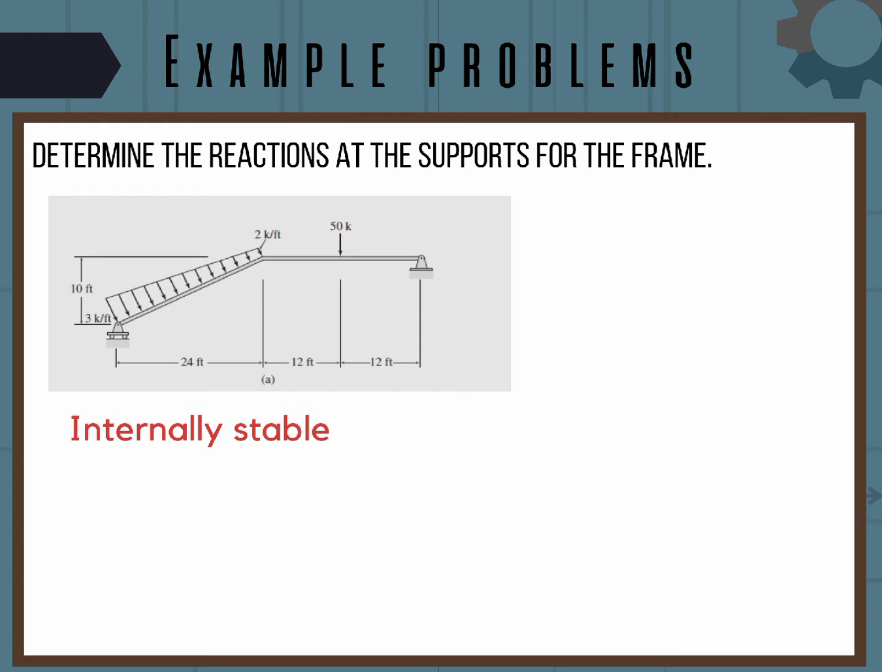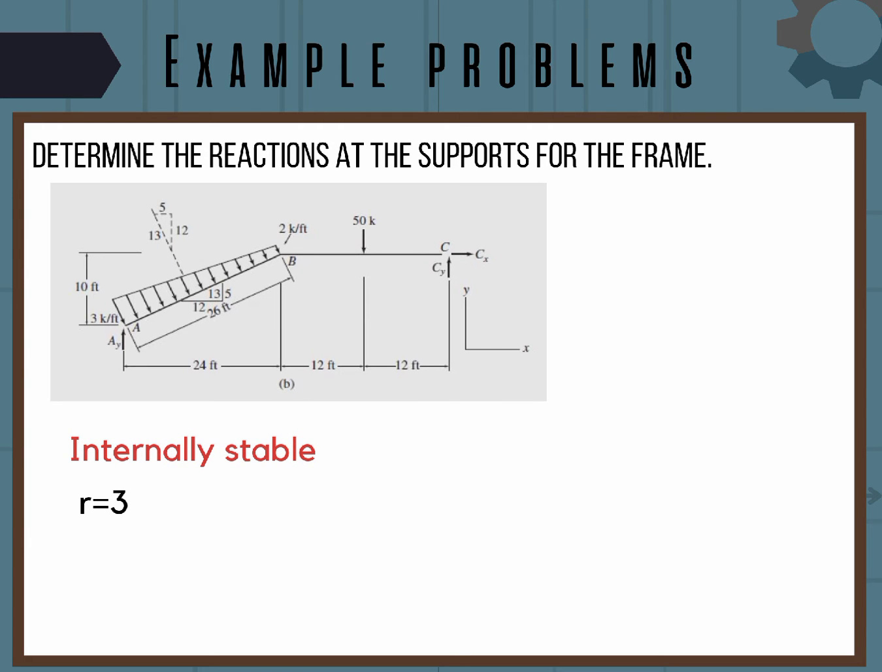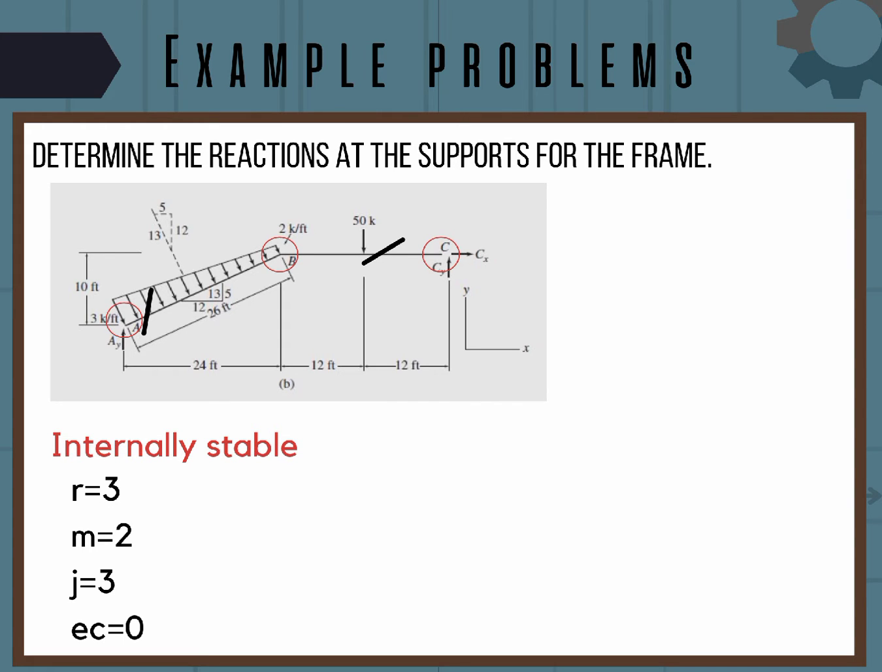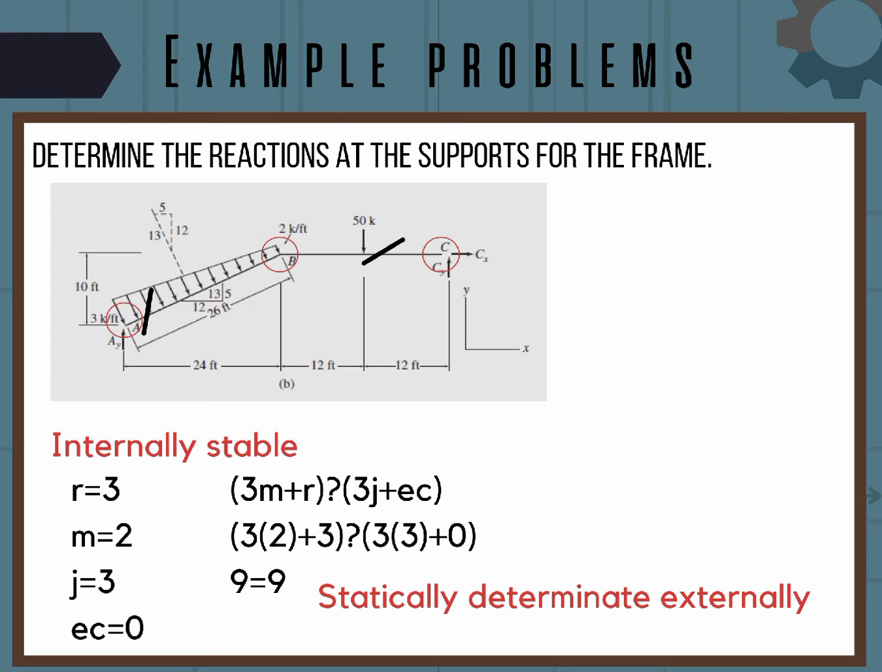It is internally stable since it doesn't have any hinge or roller connected within the structure. So the reaction r is 3, members m is 2, joints j is 3, and ec is 0. Solving it, 3m plus r equals 3j plus ec. 3 times 2 plus 3 equals 3 times 3 plus 0. So the answer will be 9 is equal to 9, which is statically determinate externally.